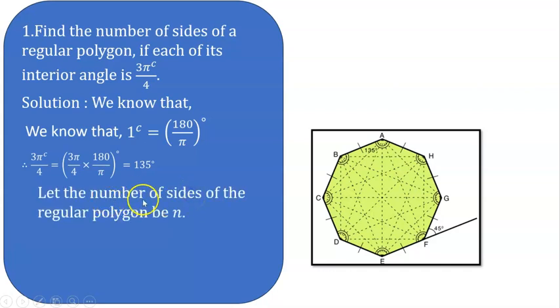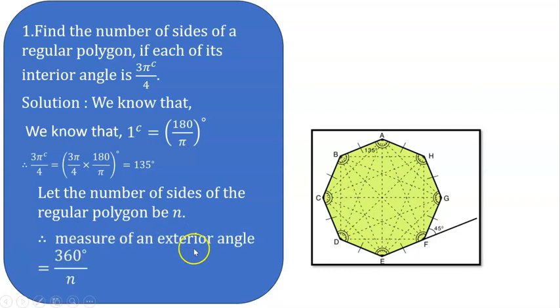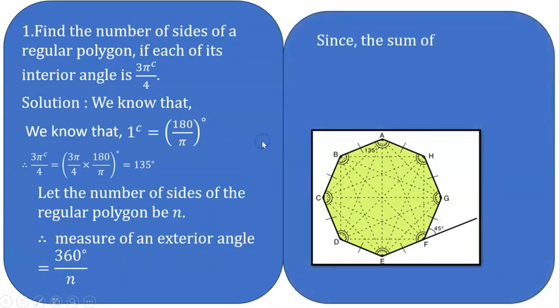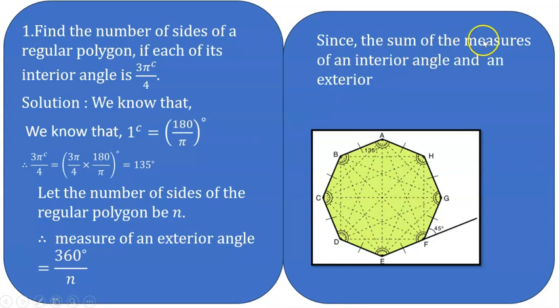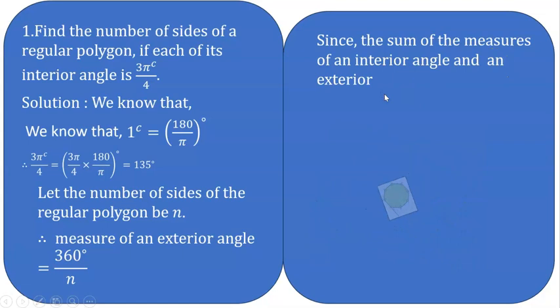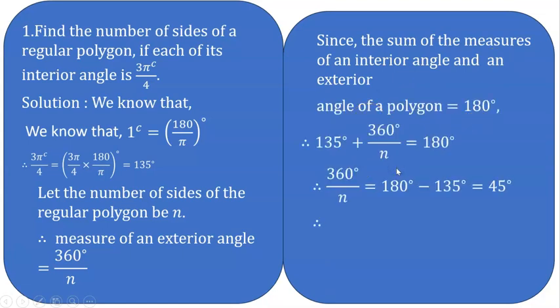Let the number of sides of the regular polygon be n. Measure of an exterior angle is equals to 360 upon n. Now next, since the sum of the measures of an interior angle and an exterior angle of a polygon is equals to 180, therefore here we have 135 plus 360 upon n is equals to 180. That is, this is the interior angle and this is the exterior angle.